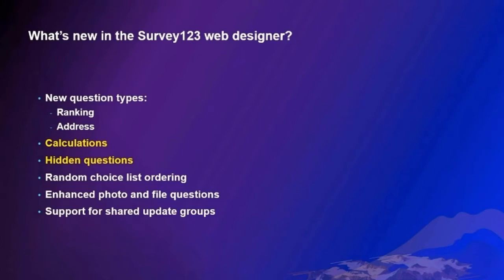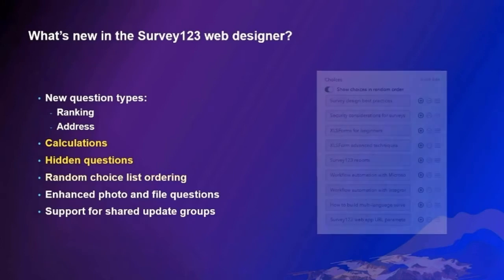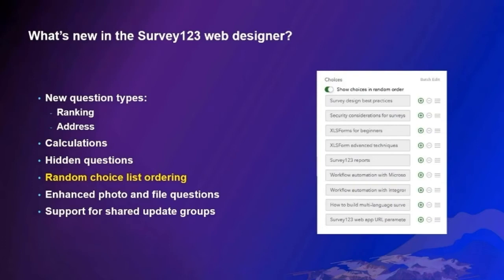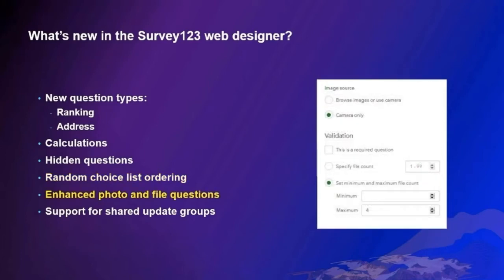We saw calculations and hidden questions in the demonstration. We also added an option so you can randomly display choices in a list. This is very important when you want to avoid bias in responses. Not always you want to present the choices in that random order, but sometimes it's actually pretty handy.